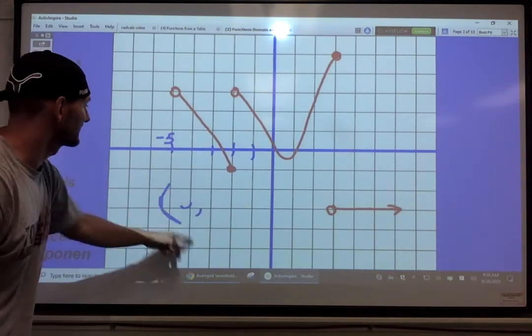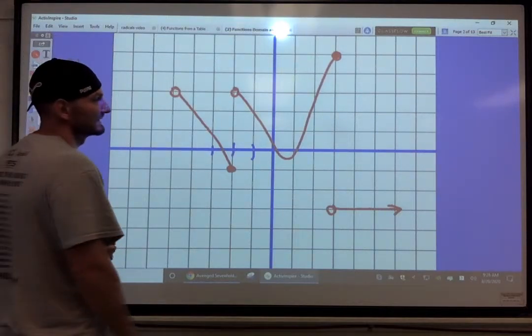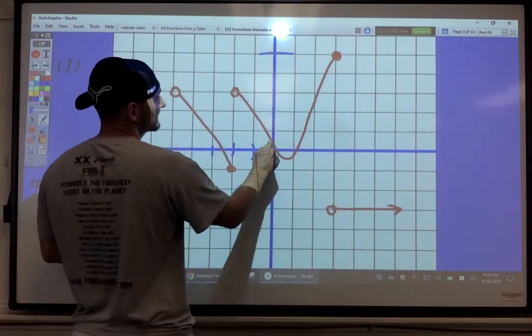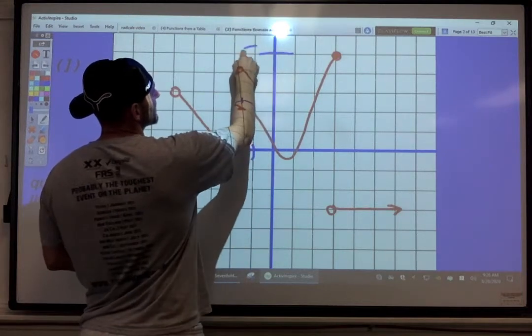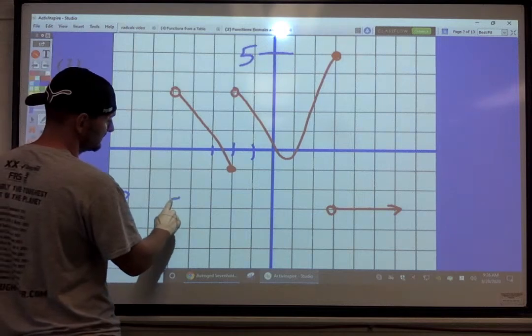Now the range, I might have made this complicated. So let's look at the range. I'm going to start at the top and work my way down. So we're up here at 1, 2, 3, 4, 5, positive 5. So with my range, we're at a positive 5.